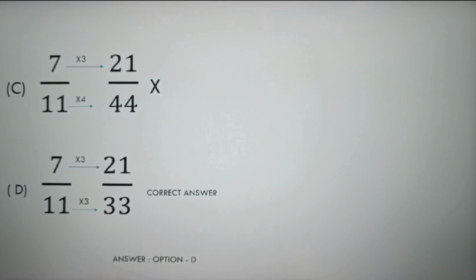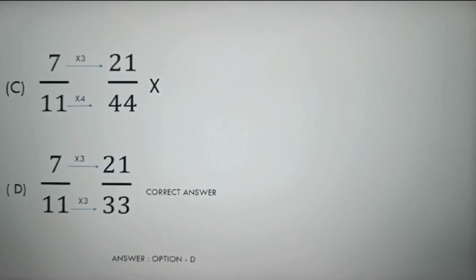Then 7 is increased 3 times and becomes 21, and 11 is increased 3 times and it is 33. The increase of numerator and denominator is the same. So 21 by 33 is the equal fraction for 7 by 11. So the answer is option D.